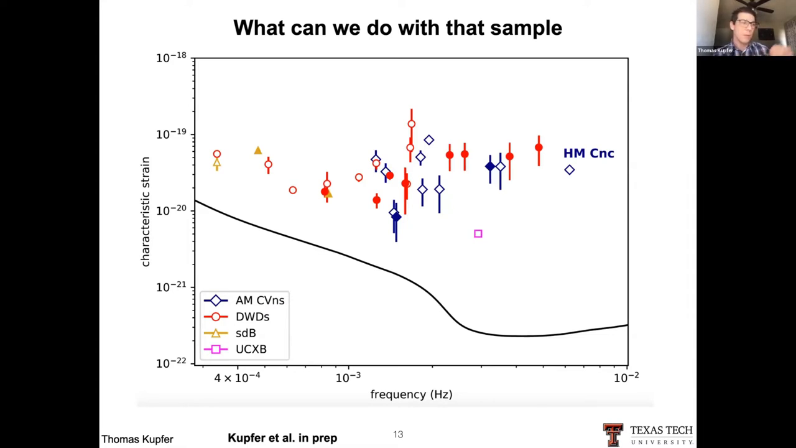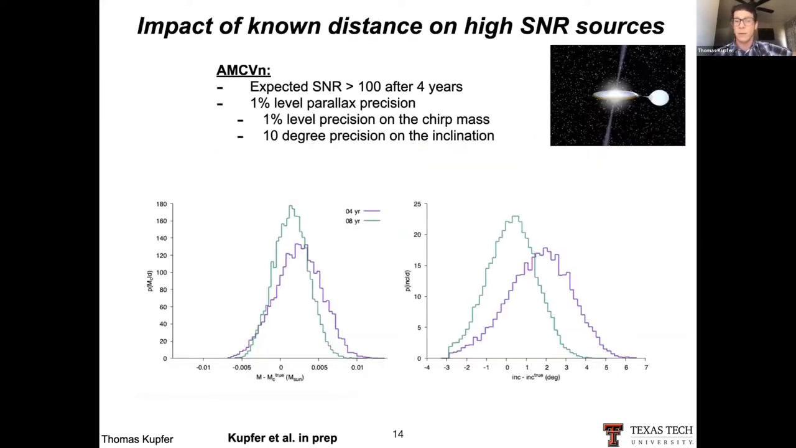So from now, I just want to show a few examples of work I have done with Tyson Littenberg, particularly on the AM CVn systems. The AM CVn systems are very close to my heart. I did my PhD on them. I really like them. But the issue is that a lot of them show mostly accretion disk signatures in the electromagnetic bands. So it's very hard for us to learn much more from the electromagnetic bands because they are very much dominated by the accretion disk. But what if LISA does observe them?